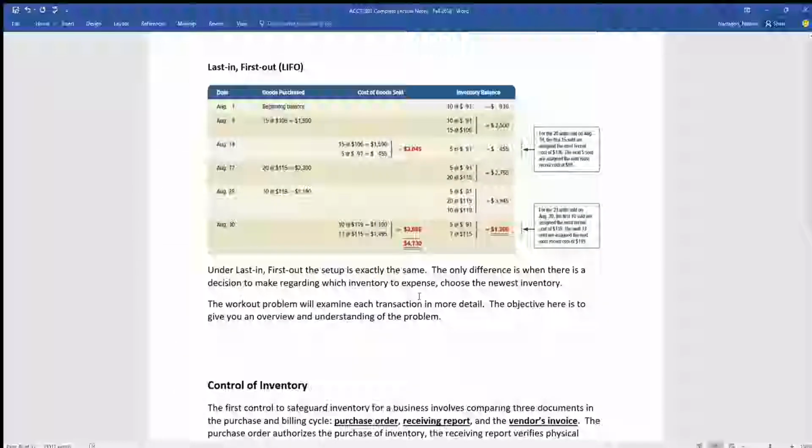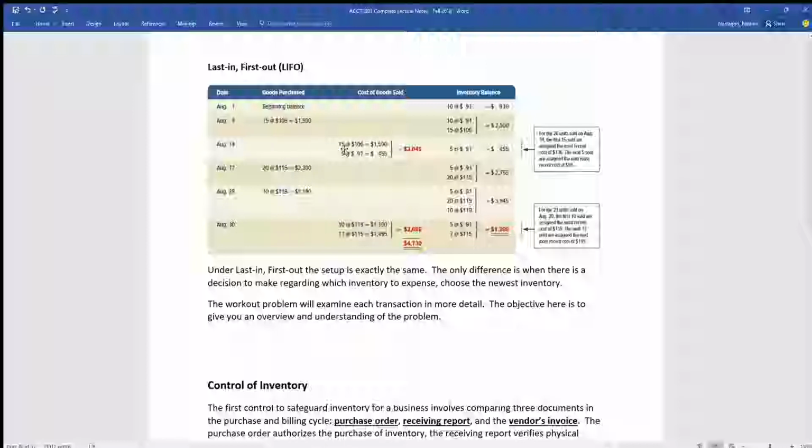So last in, first out. So with this one, you're looking basically at the opposite. Same scenario. So we're going to do the same scenario and you're going to see the difference that goes on. Usually the two purchases are beginning balance and purchase. Nothing's going to change. It's always when the first sale happens. So first sale, again, we have 20 on August 14th.